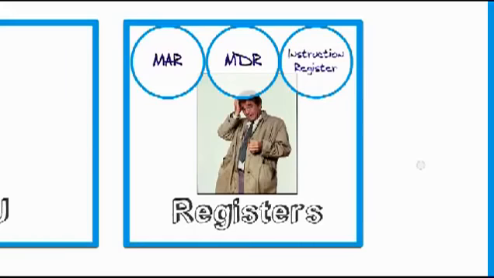I call them Columbo's pockets because if you've seen the Columbo films, he's always got little scraps of paper in his pockets, and they're small pieces of information that are very close to hand. And it's a nice analogy for registers.